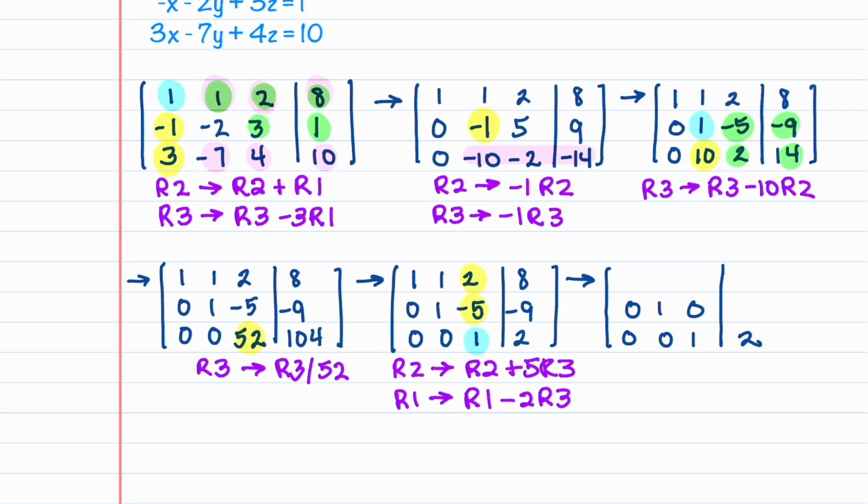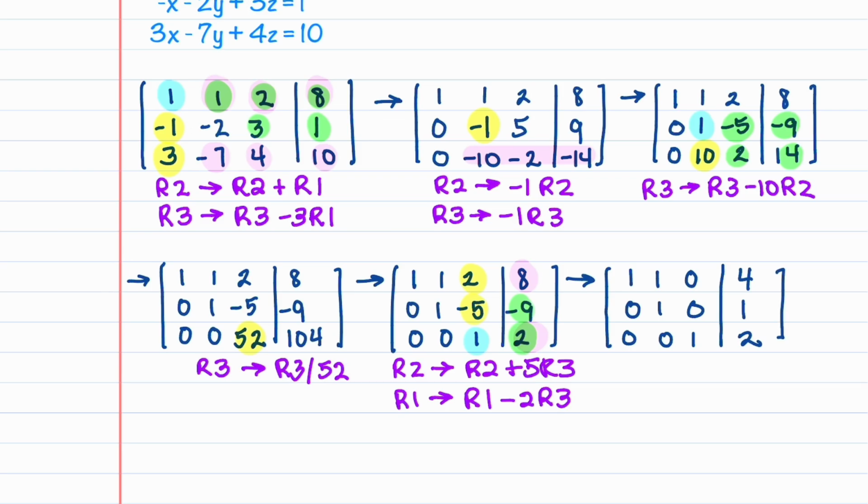Now what we're going to do is we're going to take our 2, we're going to multiply it by 5, so we get 10. We're going to add that to -9, so we get 1. Now let's work on the first row. This becomes 1, 1, the 2 becomes a 0. Now we're going to take this 2 again, multiply it by -2, which gives us -4. We're going to add it to 8, and we get a 4.